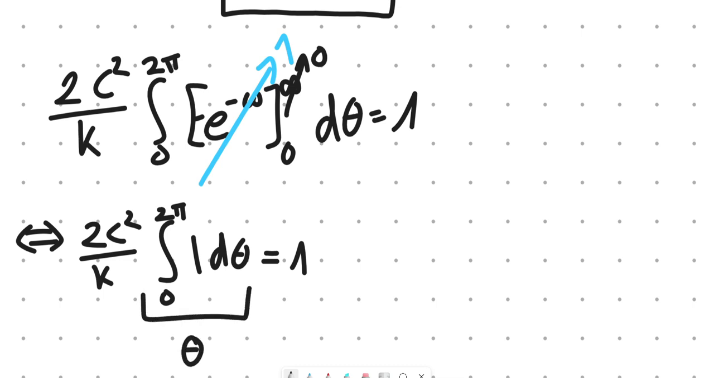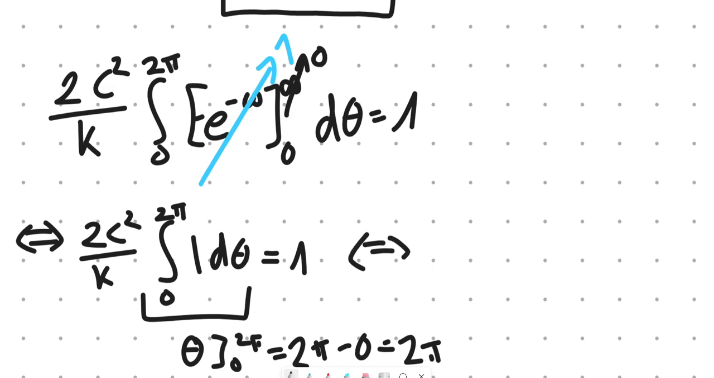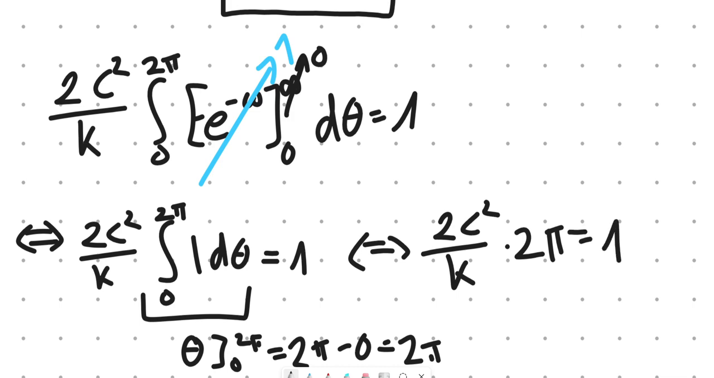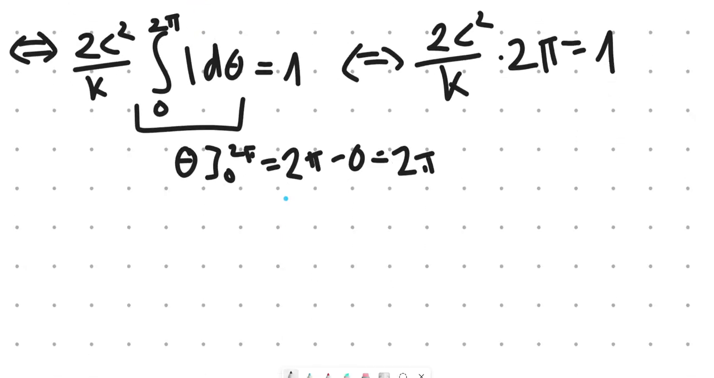1 d theta, theta from 0 to 2 pi, is going to be 2 pi minus 0, which is 2 pi. So we have an answer of 2c squared over k times 2 pi equals 1. Okay. Now 2 times 2 is 4. Elementary stuff. We have 4c squared over k.